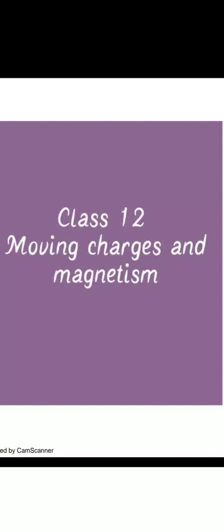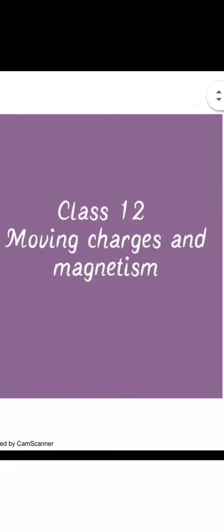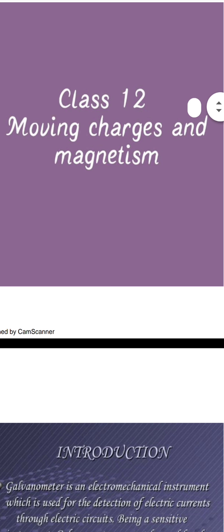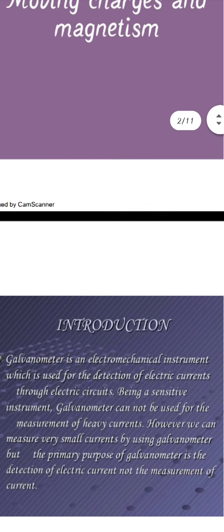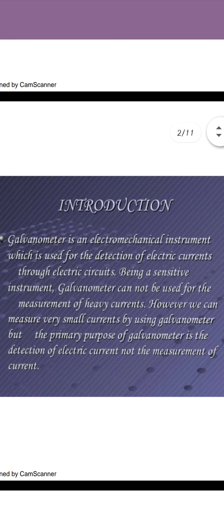This is the last topic for your chapter, Moving Charges and Magnetism, or we can say the magnetic effect of current also. This last topic is the galvanometer. In your book, it is given as the moving coil galvanometer also, so you can see both are the same. But here we are going to see what the galvanometer is, what its construction is, what the working principle of the galvanometer is, and what the sensitivity of the galvanometer is.